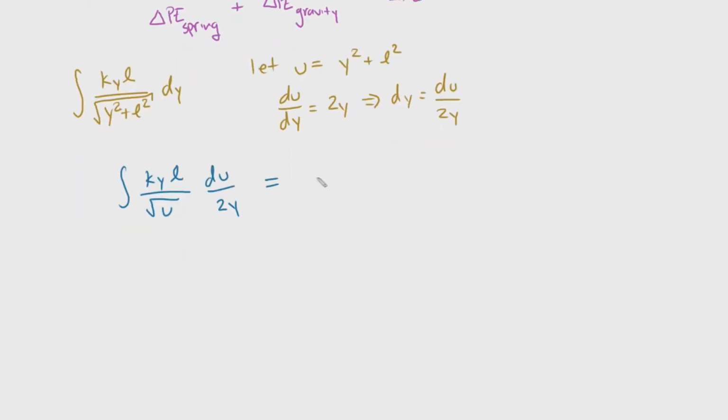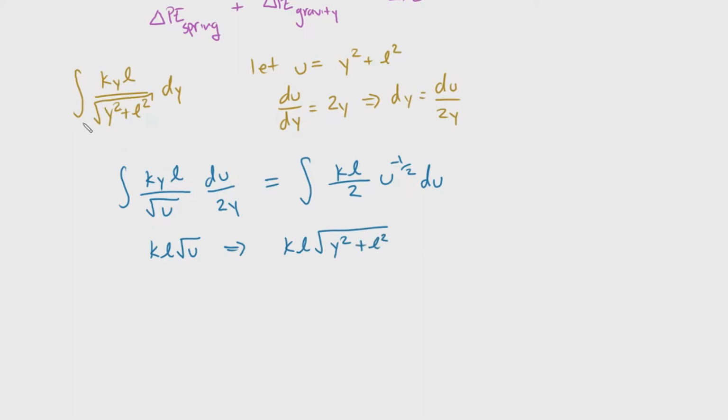What we get is the integral of kl over 2 times u to the negative 1/2 du. So I just moved the square root of u from the bottom to the top by using a negative exponent, and then I just simplified these constants to kl over 2. So when we take the integral of this, what we get is kl times the square root of u, and then if we plug back in what we said u was, which is y squared plus L squared, that gives us kl times the square root of y squared plus L squared.